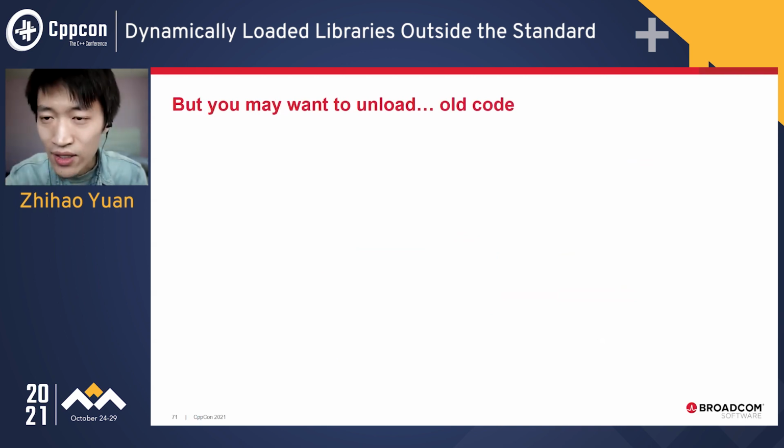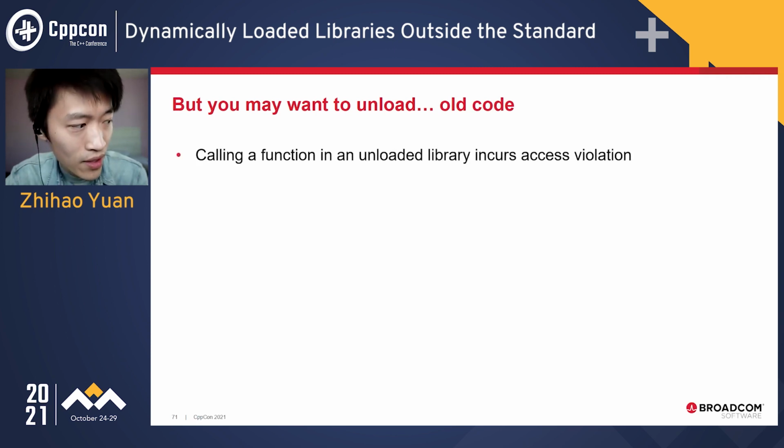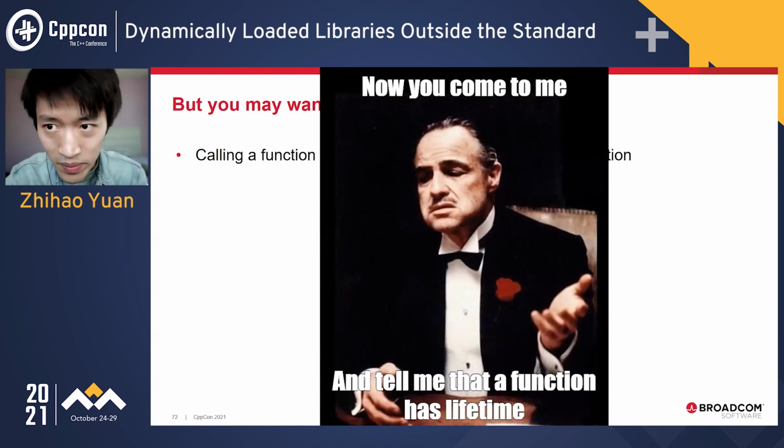But at some point, you do want to unload old code, which may become insecure. And in a critical system that cannot be stopped, you do need to inject a new implementation on the fly. But there's a problem. If you unload a library, calling a function using a function pointer that points to a function in an unloaded library incurs an access violation. So the fun part is that if we support unloading a library, now functions can be dead. In other words, a function has a lifetime.